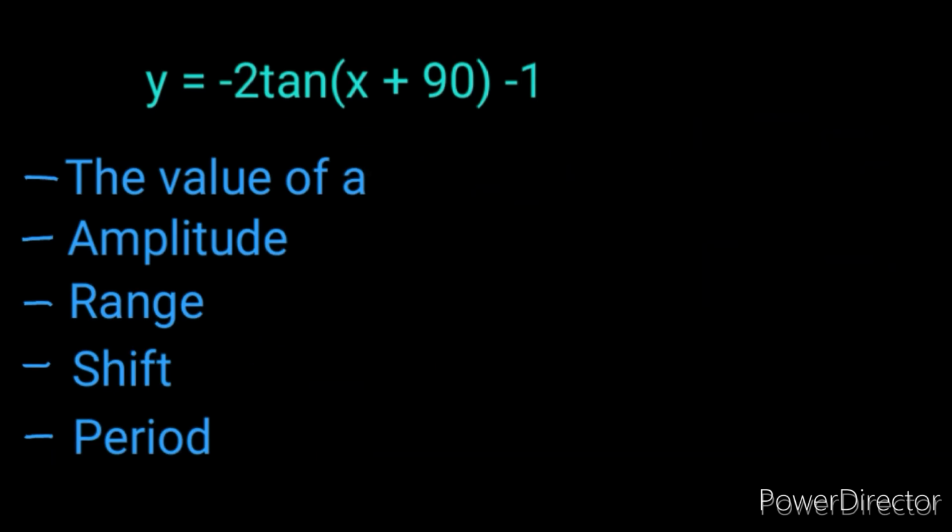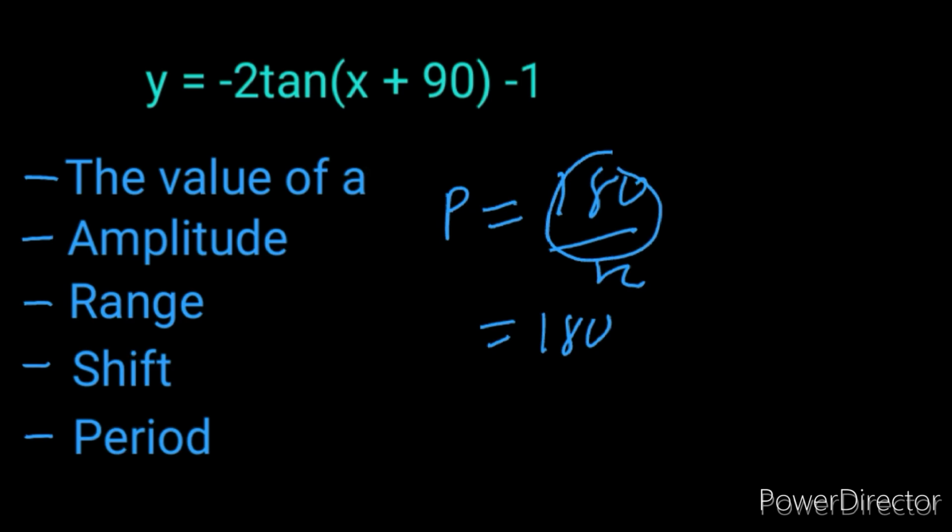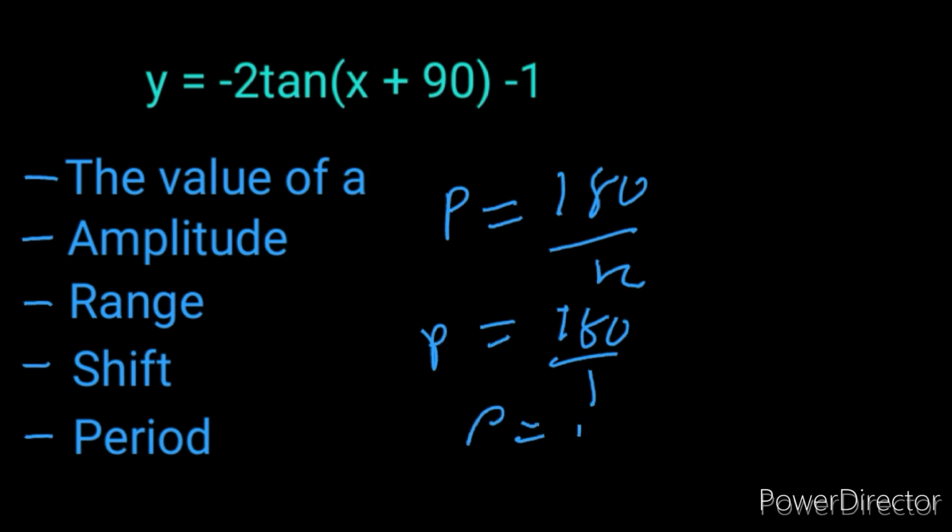So let's talk about the period of the tan graph. Well, for the period of the tan graph, we know that period is equal to 180 over k. And in this case, our k is 1. So we already know that the period is 180. We don't need to show the formula or the calculation. But if k was not 1, you will just write down the value of k and you will get your period. So in this case, period is 180.